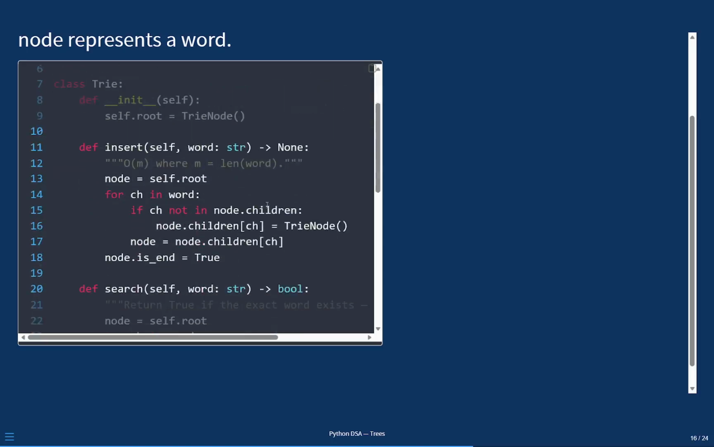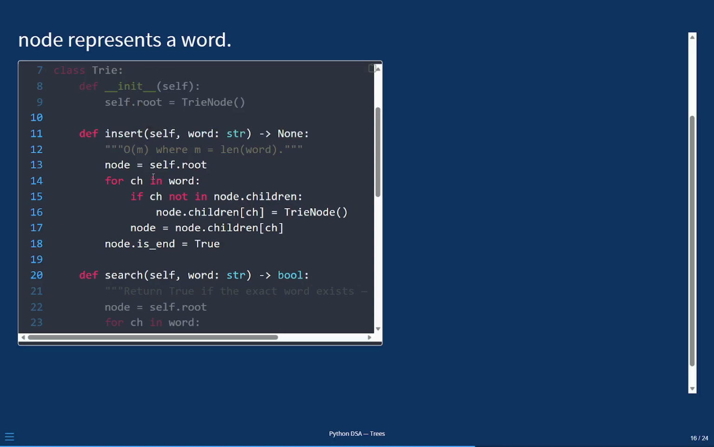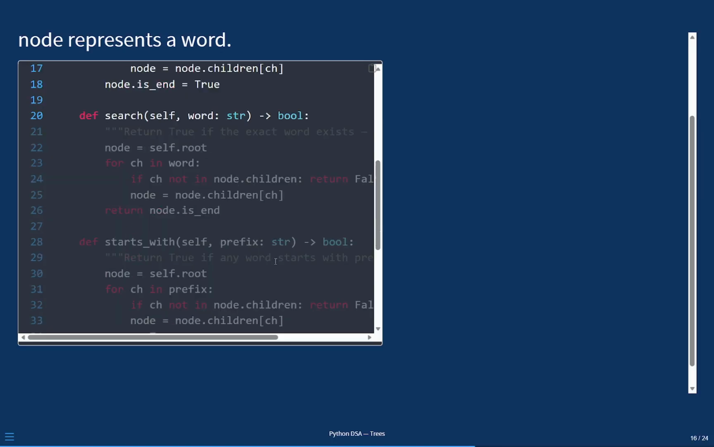Insert walks the trie one character at a time. If the current character doesn't have a child yet, create one. Advance to that child. After processing all characters, mark is_end equals true. O(M), where M is the word length.